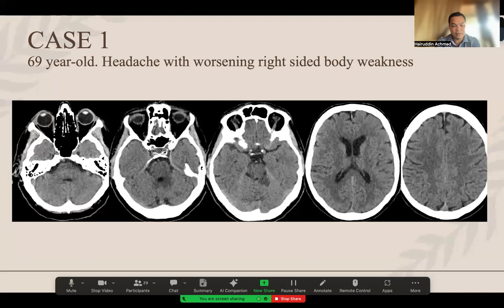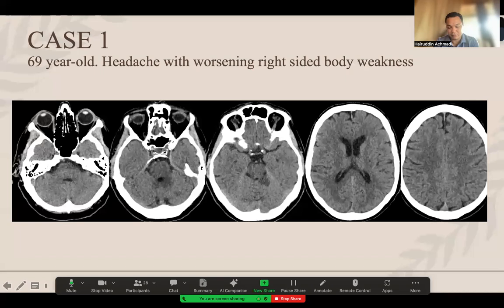So it's just 1 point minus. Nothing convincing in the visualized midbrain. And for the pons here, nothing convincing, minus 2. So it's a total posterior ASPECTS score of 9 out of 10.